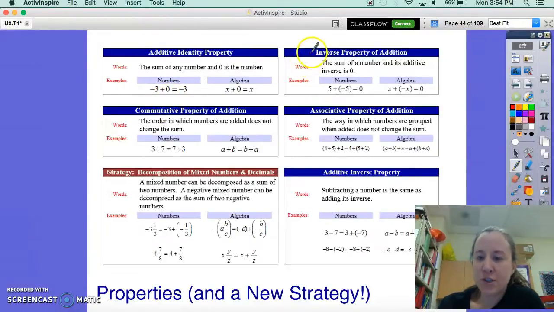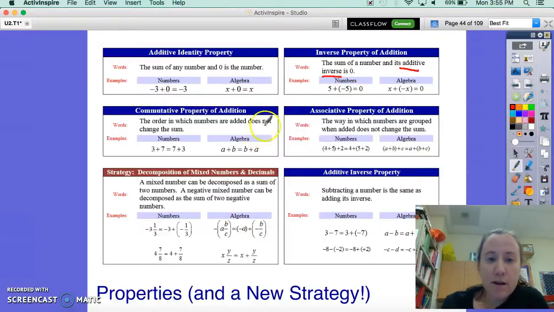Inverse property of addition is what we've been working quite a bit with at the beginning of this unit last week. So you wrote this down in your notebooks already. The sum of a number and its additive inverse is 0. And we talked about how additive inverse is a fancy word for opposite. So they're the same distance from 0 on a number line. And when I add them together, I get 0.